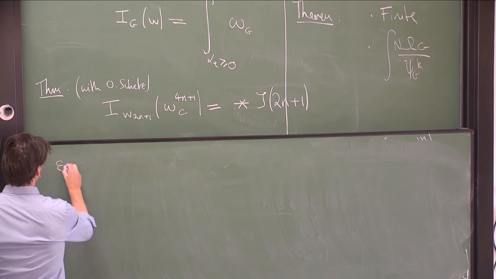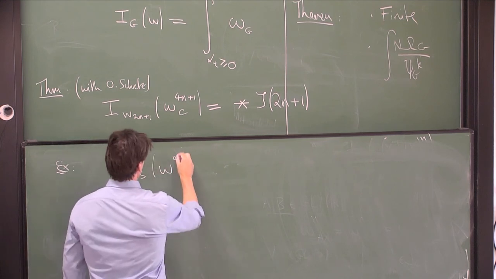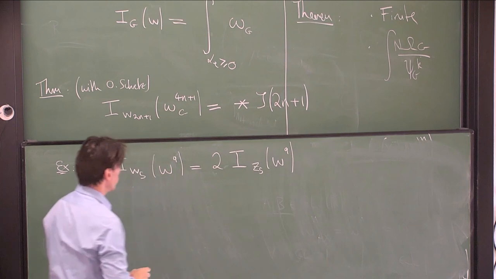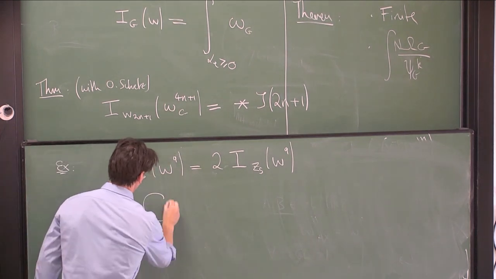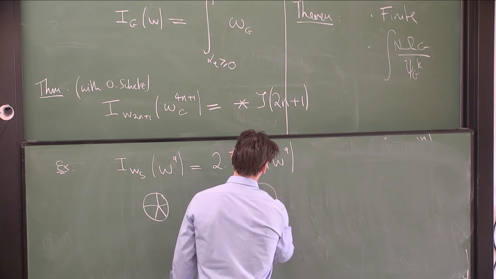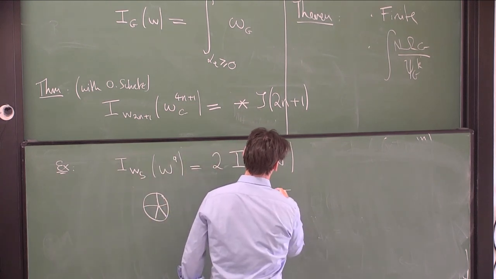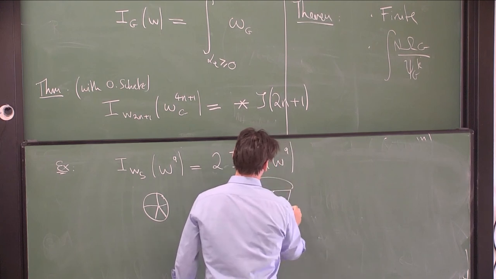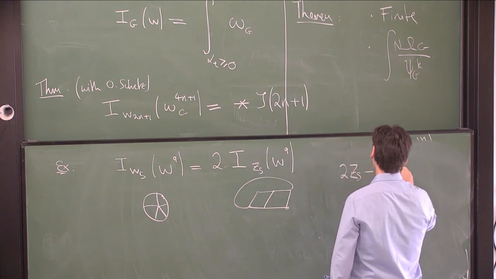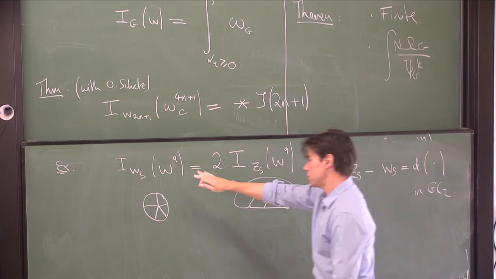I wanted to give an example of a relation. So we have the integral for the wheel with five spokes, W5, which satisfies relations. We have relations between these integrals, which come from relations in the graph complex. So this graph here is five spokes. This is something called the zigzag. And the reason is that if you take 2 Z5 minus W5, then it's d of some other graph in the graph complex. So this relation shows up as a relation between integrals.